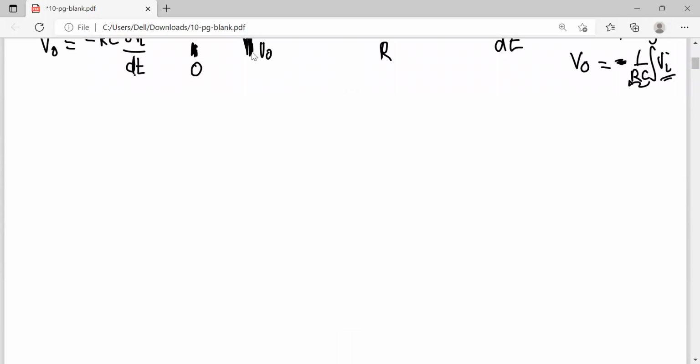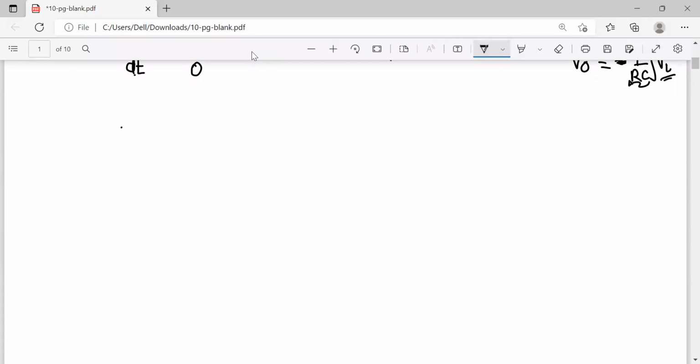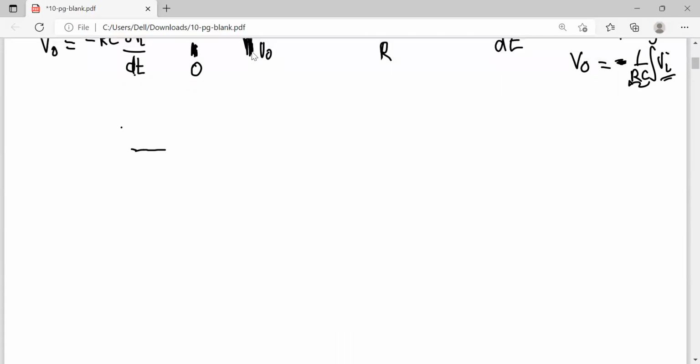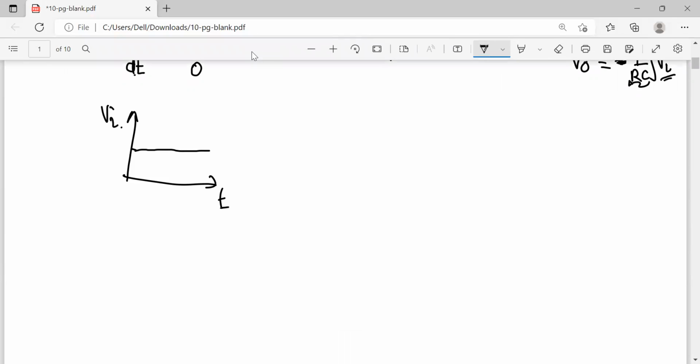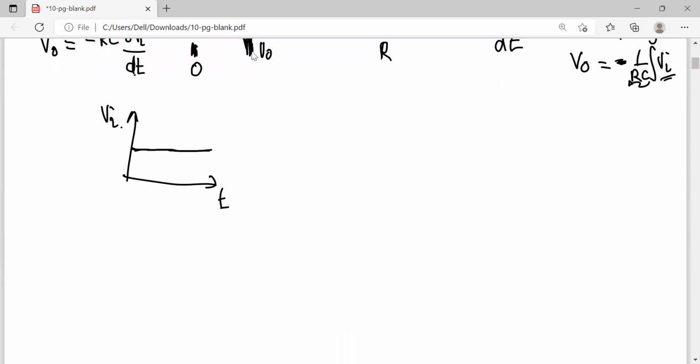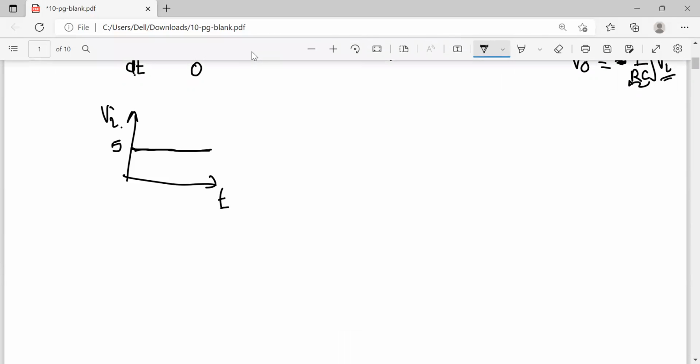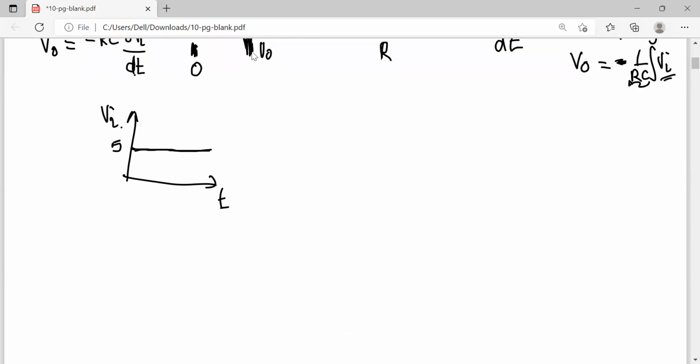So let's say someone is providing a DC voltage as an input signal. Let's mark it like this. This is the input with respect to time. You are giving an input voltage which is a constant voltage, let's say 5 volts. You need to find out what output you are going to get.